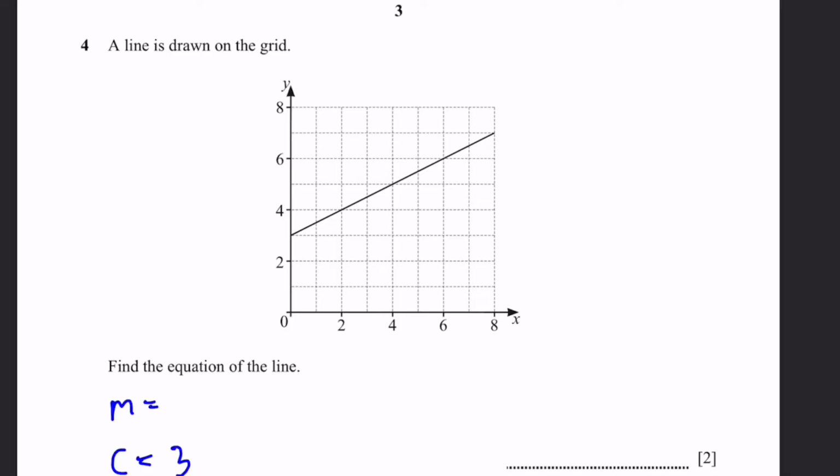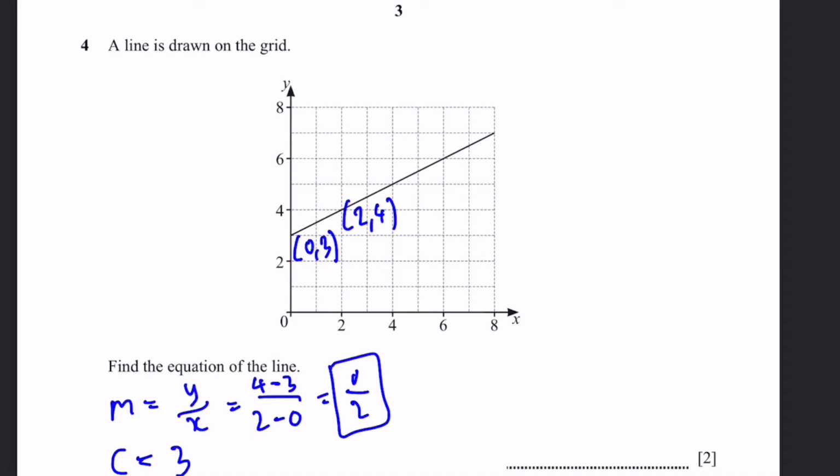Now m is equal to the change in y by the change in x between 2 points. Let's take any 2 points. We'll take these two: (0, 3) and (2, 4). So that will be equal to 4 minus 3 by 2 minus 0, which is equal to 1 by 2. So m is 1 by 2, c is equal to 3, y equals half x plus 3. That's the answer.